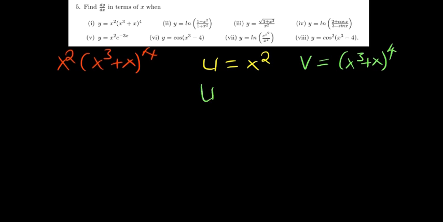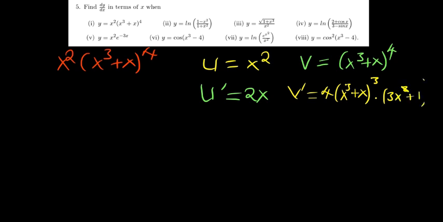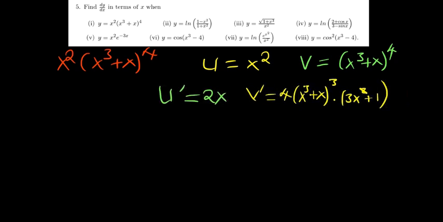So u prime is going to be 2x, then on the other side v prime is going to be 4 times x to the power 3 plus x. The power has to reduce by 1, right? We're applying the chain rule to differentiate v. So when the power reduces by 1, it becomes 3. Don't forget you're supposed to multiply by the derivative of what is in the brackets. So that is 3x squared plus 1. Due to lack of enough space, let me move it a bit. So that's what we have. So we have applied the chain rule to differentiate v.